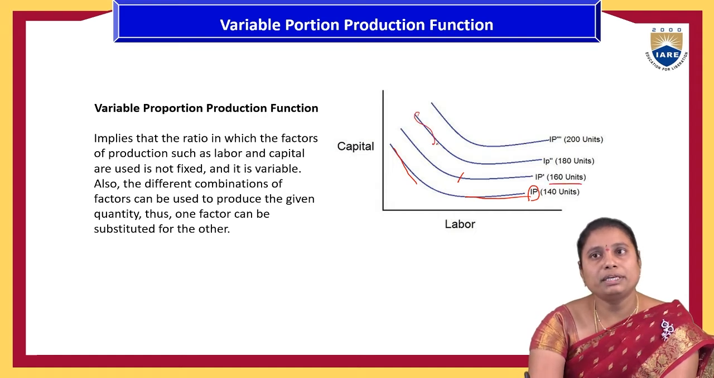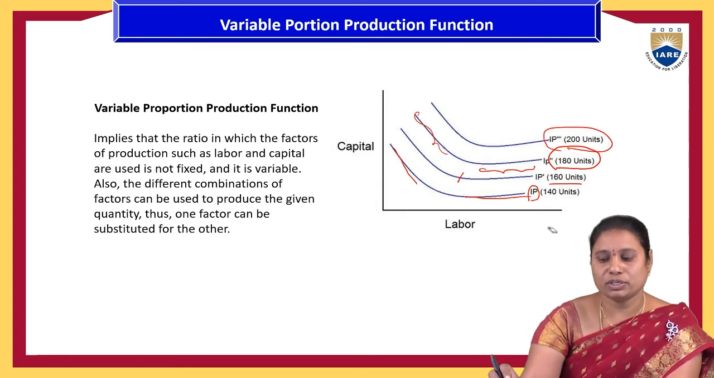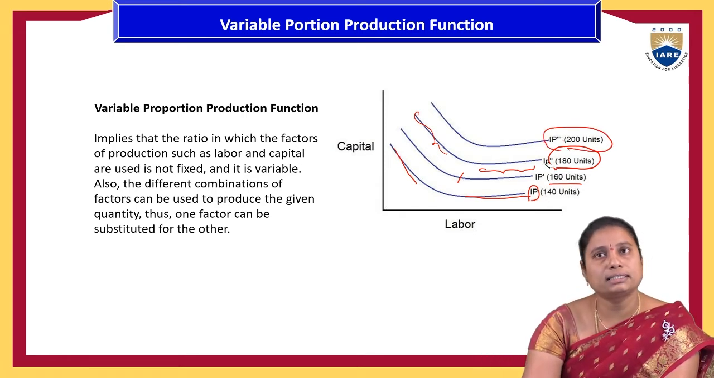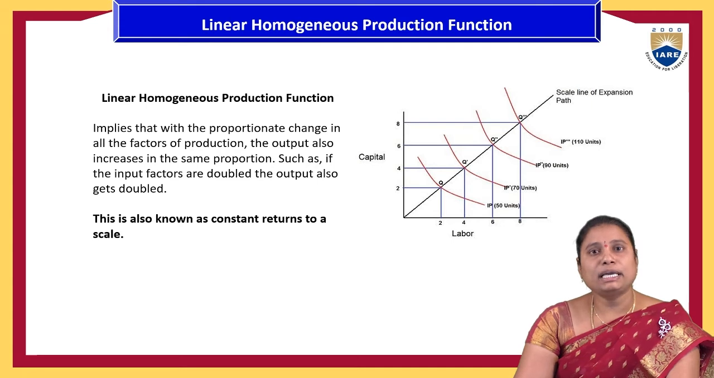So that is the combination of one element with another, and substitutable elements might give different levels of expected outputs. That kind of production function is called the variable proportion production function. The next, third type of production function is the linear homogeneous production function.